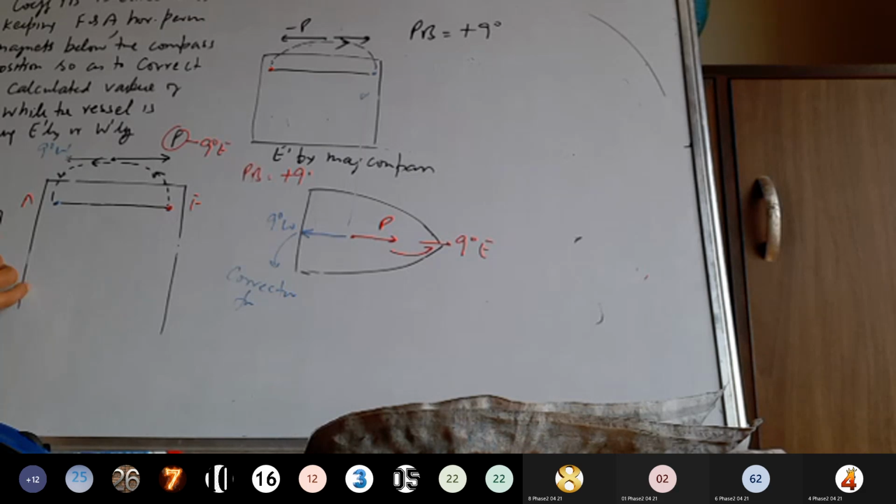What should I do? This was giving only the correction of, let us say, 5 degrees west. So then I brought them here. We took out the magnets from here and we put them here. So then here we got, let us say, 9 degree west deflection. So we leave them there. Understand?